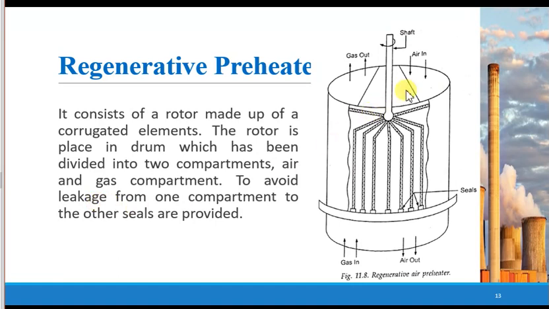To avoid leakage from one compartment to the other, seals are provided so that they may not mix with each other. And thus with this rotor, the air is heated because these are metals and get heated by these gases, and when it comes to this side it gives the heat to the air, and then the air goes outside from here, and that is used for combustion.